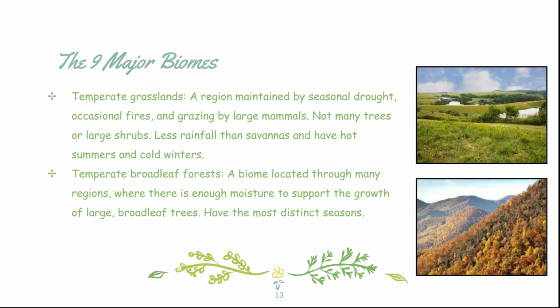Now, moving on to temperate grasslands. This is a region maintained by seasonal drought, occasional fires, and grazing of large animals. There's not many trees or large shrubs, it's mostly plain grasslands. They have less rainfall than savannas and have hot summers and cold winters. Next is temperate broadleaf forests. This is a biome located through many regions where there's enough moisture to support the growth of large trees. This region has the most distinct seasons.